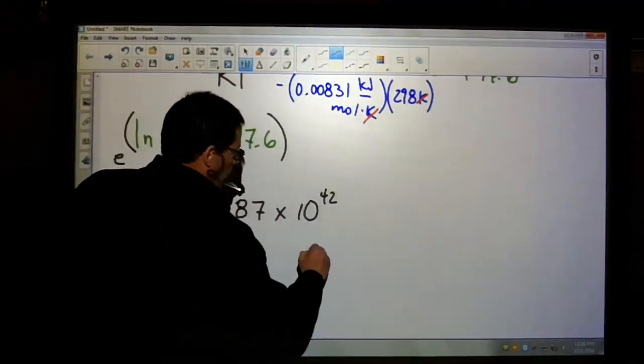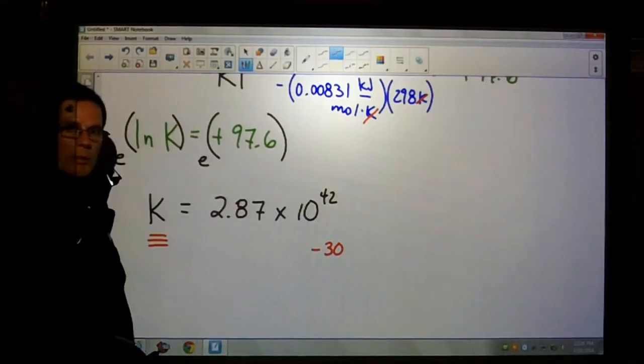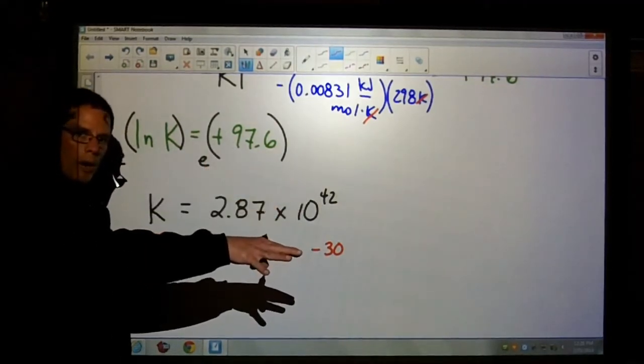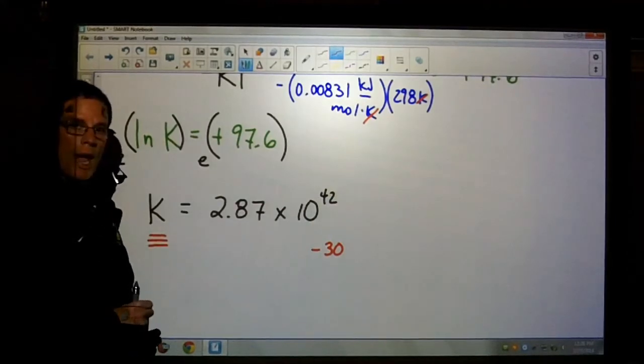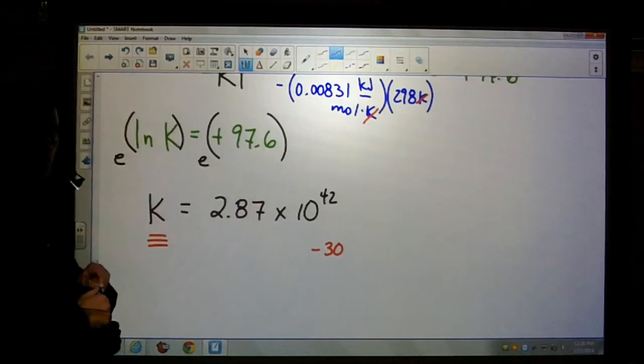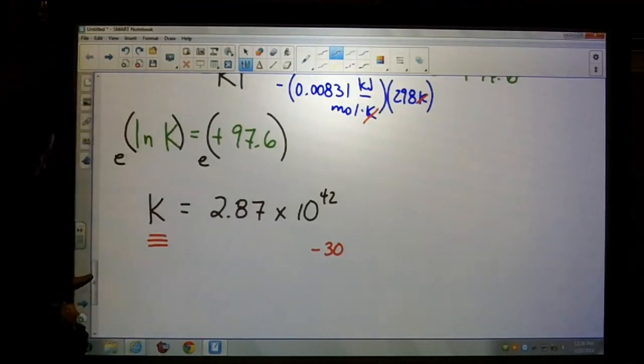Because we've even seen exponents that have been in the negative 30s, so why freak out over something that's a positive 42? That just means that it forms a lot of products and there's not many of the reactants left over. And some may even argue that that represents a very strong reaction, which is okay, nothing wrong with that.